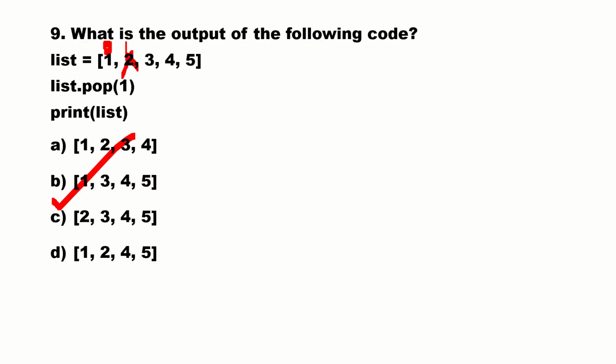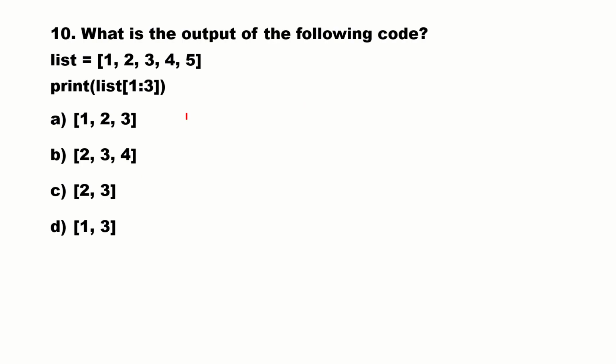And one more thing about pop: if you do not specify any index, then it will return the last item in the list. That means it will remove the last item and return that one. If nothing is mentioned, like list.pop with nothing mentioned, at that time what will it return? It will return the last element, and it will remove it. Have a note on that one.